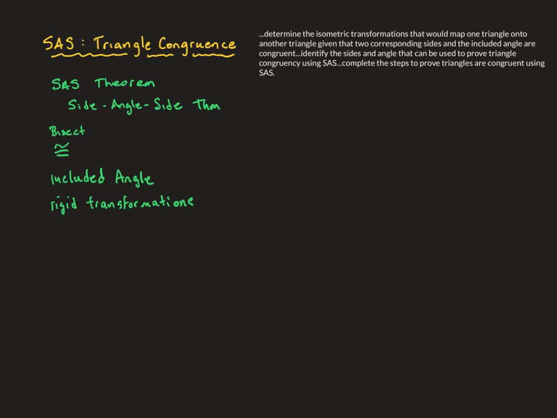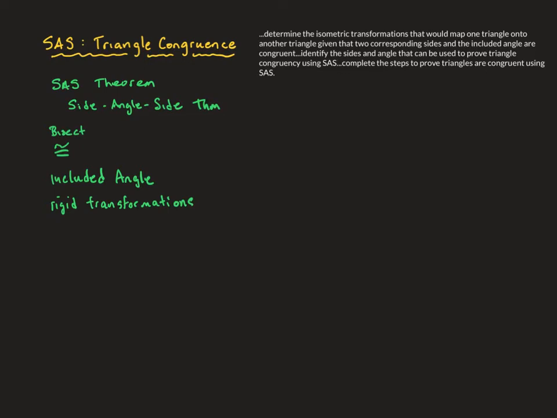We will begin working with triangle congruence, and what we're going to talk about first is the side angle side theorem, SAS. What we want to be able to do is determine the isometric transformations that would map one triangle onto another triangle, given that two corresponding sides and the included angle are congruent. So we're going to have to talk about the included angle, and then identify the sides and angles that can be used to prove triangle congruency using side angle side, and then complete the steps to prove triangles are congruent using side angle side.